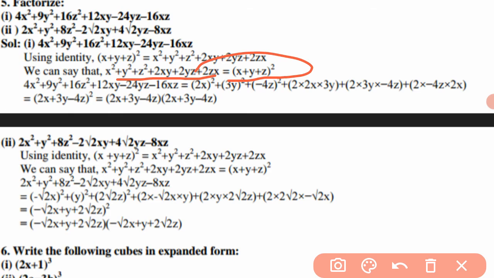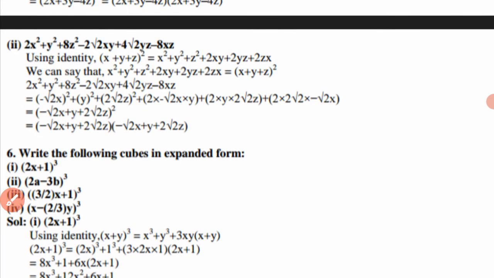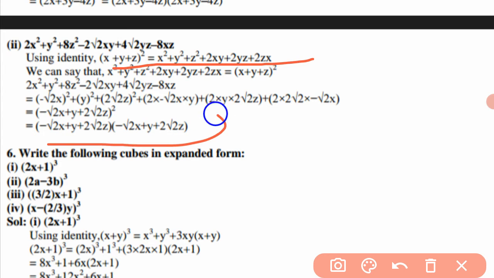Now when we open its value, it will become 4x² + 9y² + 16z² + 12xy − 24yz − 16xz, that is equals to this. And by solving it, the answer will be (2x + 3y − 4z)², so we will write it 2 times. In the same way you have to try this second part also. In this second part also you have to use the same identity and you can find the answer in this way.